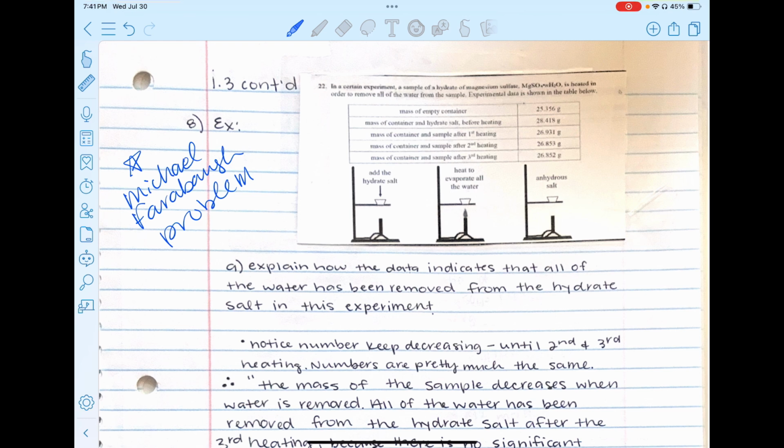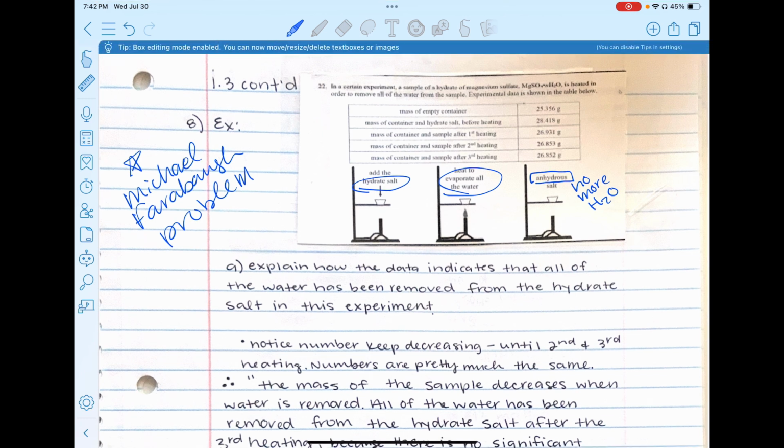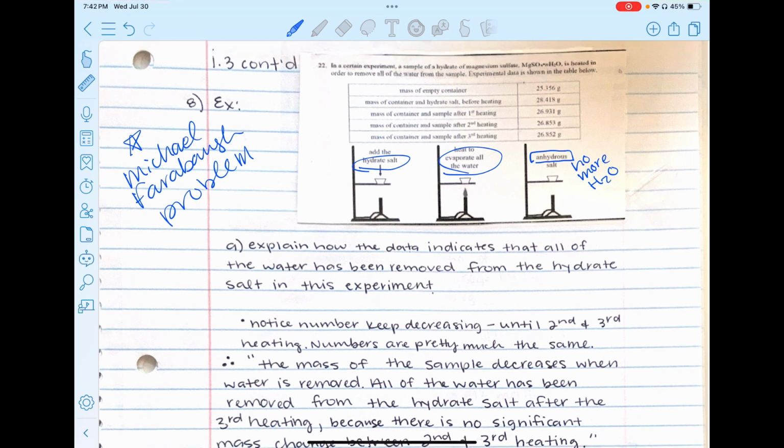And we're given all this information. So we have this container that has the hydrate salt in it initially in the picture, and we see that it is heated to evaporate all the water, and then at the end we have an anhydrous salt. So just to remind you what we said earlier, that means a dry salt, there is no more H2O at the end. So H2O is all evaporated and gone. So we're told that we have the mass of the empty container, and then we have the mass of the empty container and the hydrate salt before heating. That's important because the difference in those two things is what tells us how much the actual salt weighs. So that's something to be careful with.